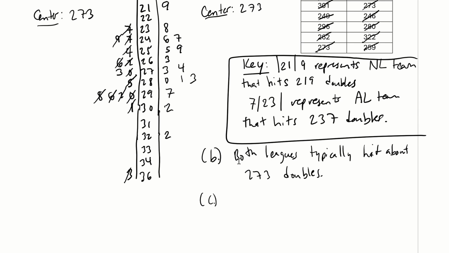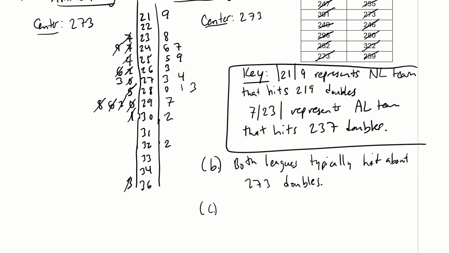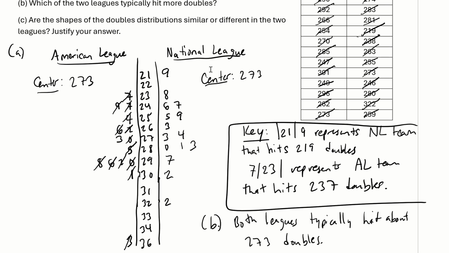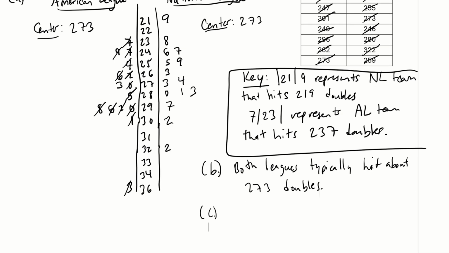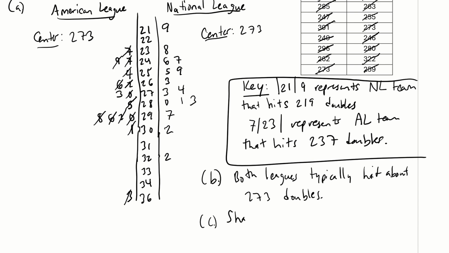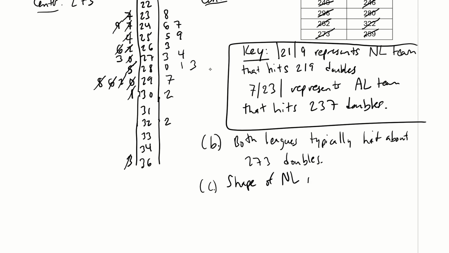So now let's take a look at the third part. Are the shapes of the distributions similar or different in the two leagues, right? So let's look at the shape. Okay, so the shapes are different, right? The shape of the National League is roughly symmetric.